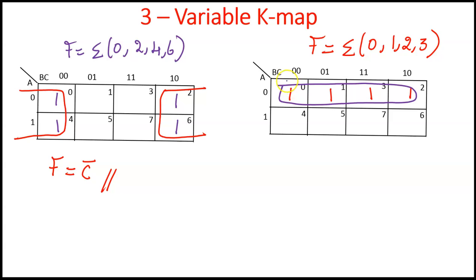Here the A value is not changing. So, therefore, A bar, whereas B and C values are changing. So, therefore, this is the answer.